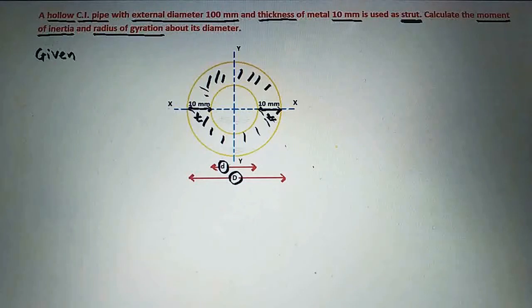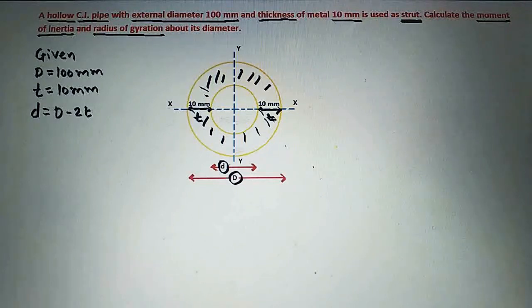So first of all, we will write here given. In given, first we will write the external diameter, that is 100 mm, then the thickness of metal, that is 10 mm. Now we can write here the internal diameter small d should be equal to the external diameter capital D minus 2t. We have to take both side thickness here. So capital D minus 2t is equal to small d. So internal diameter small d is equal to 100 minus 2 into 10. Then we can write the internal diameter is 80 mm.